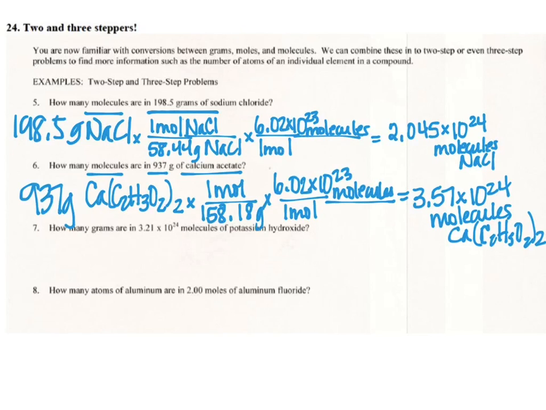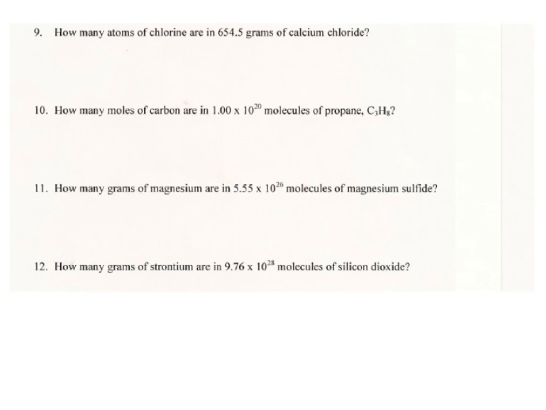Okay, so this is going to be a lot. The mole is very crucial to us this year. So knowing how to solve for it is going to save your life. I'm skipping 7 and 8. So let's go down to number 9, because number 9 is kind of different. Number 9 says how many atoms of chlorine are in 654.5 grams of calcium chloride.